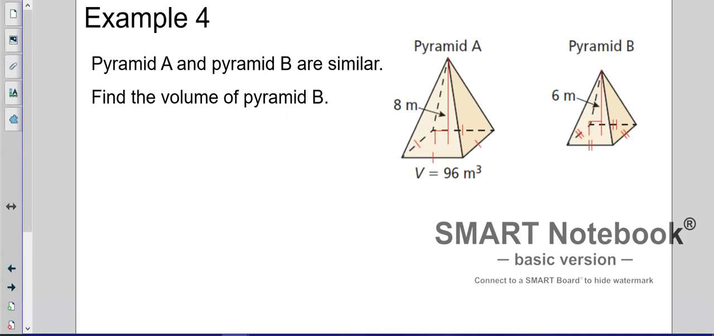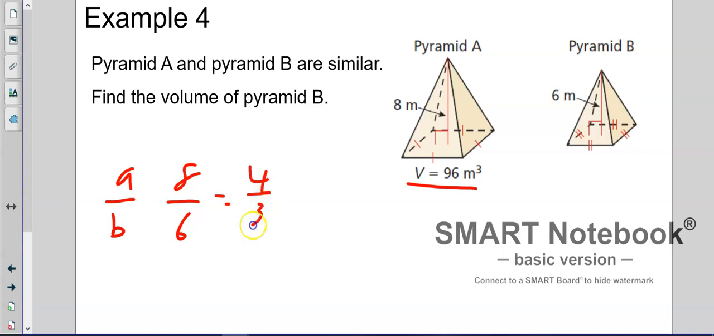Pyramid A and pyramid B are similar. Obviously pyramid B is a little bit smaller because the height is 6 compared to 8. Find the volume of pyramid B. We know that pyramid A is 96. So it's a very simple setup. First off, we're just going to make a fraction A to B. And the numbers we have, 8 and 6, which reduces to 4 and 3. We always want to work with reduced numbers if possible.